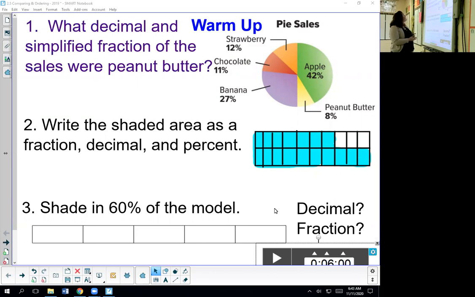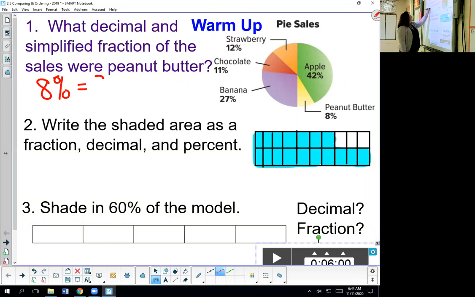So for number one, what decimal and simplified fraction of the sales were for peanut butter? So peanut butter is 8%. Okay, now percent is out of 100, right? So as a fraction, this would be 8 out of 100. Now it says to simplify it.